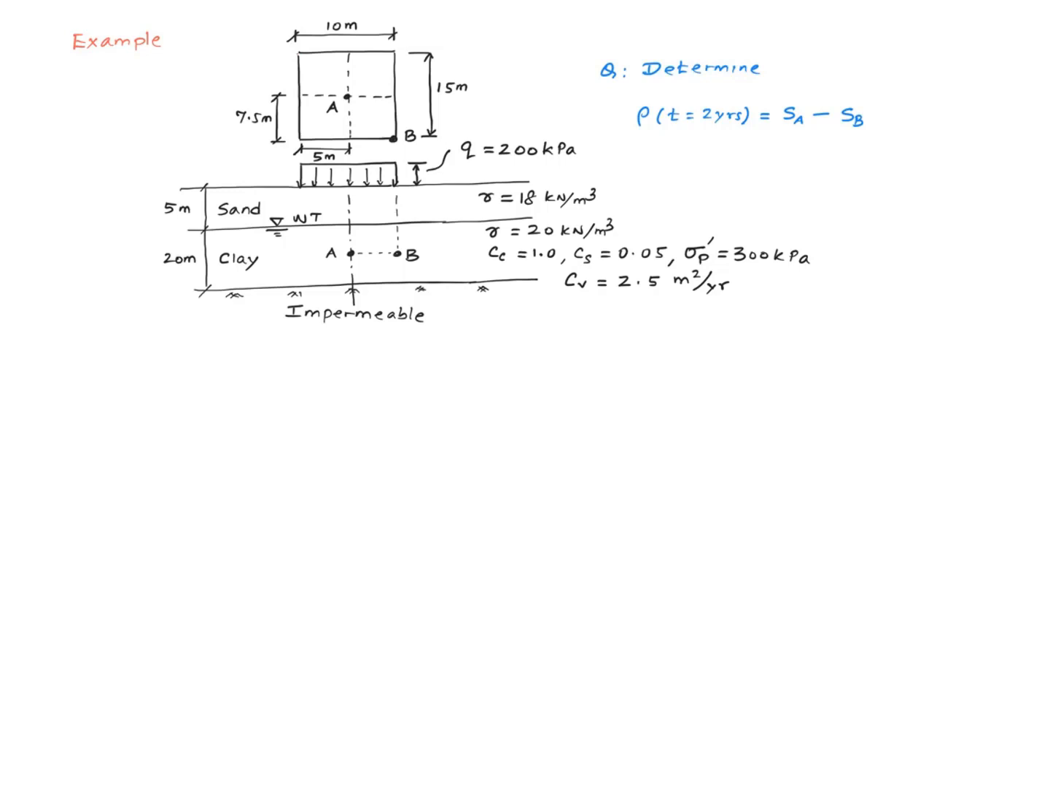We have a rectangular footing and the footing is uniformly loaded. Footing pressure is 200 kilopascal. The dimensions of the footing are shown here, 10 meters by 15 meters. This is the plan view.